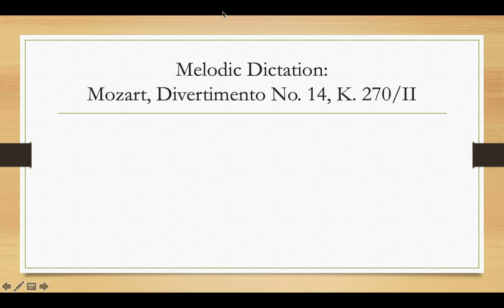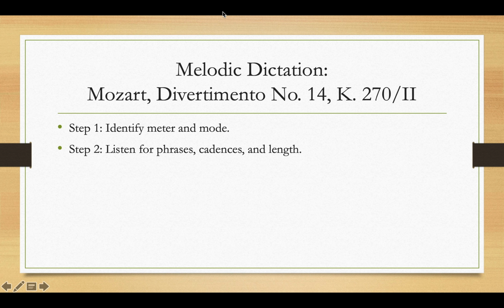You can break the task of writing down a melody into a number of steps. For instance, you can use the first hearing to identify the meter and the mode, particularly if you're not given that information in advance. Next, it helps to listen for the big picture.